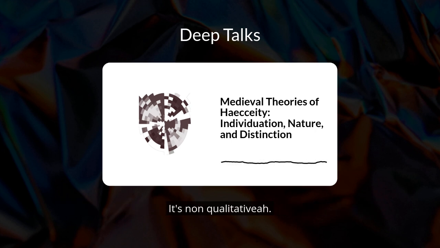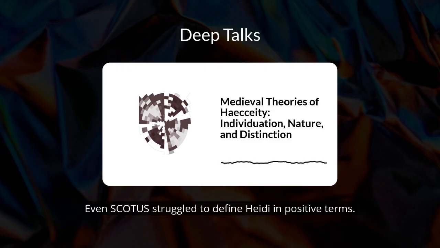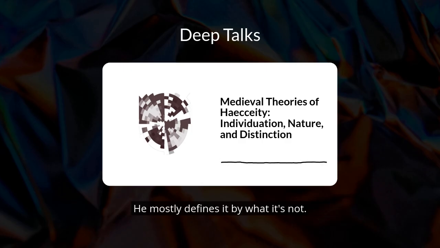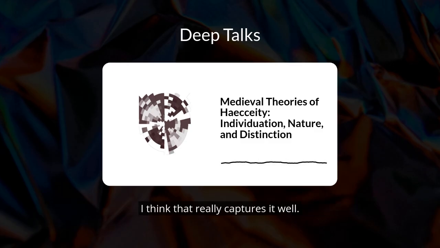It's non-qualitative. So if we can't describe it in terms of qualities, how do we even grasp what it is? That's the tricky part. Even Scotus struggled to define Haecceity in positive terms. He mostly defines it by what it's not. So it's not the common nature, it's not our accidental features, it's not matter, it's not even existence itself. It's like a philosophical black hole. Yeah, we know it's there because of its effects, but we can't directly observe it. I love that analogy. I think that really captures it well.